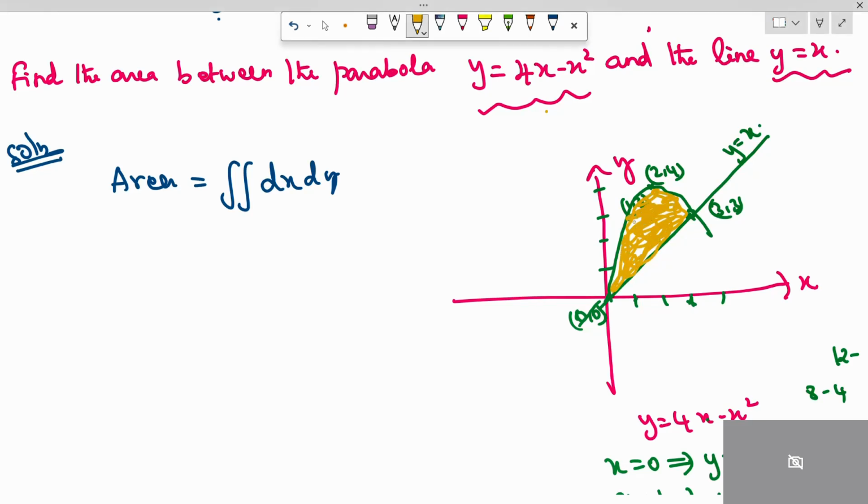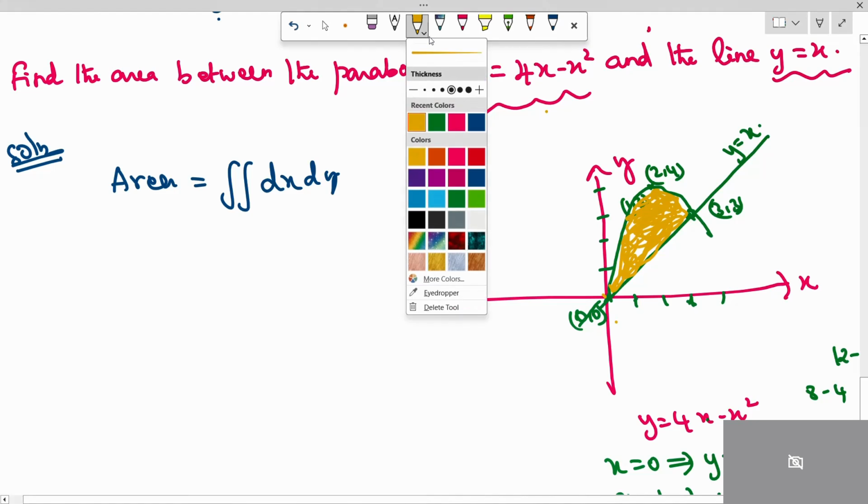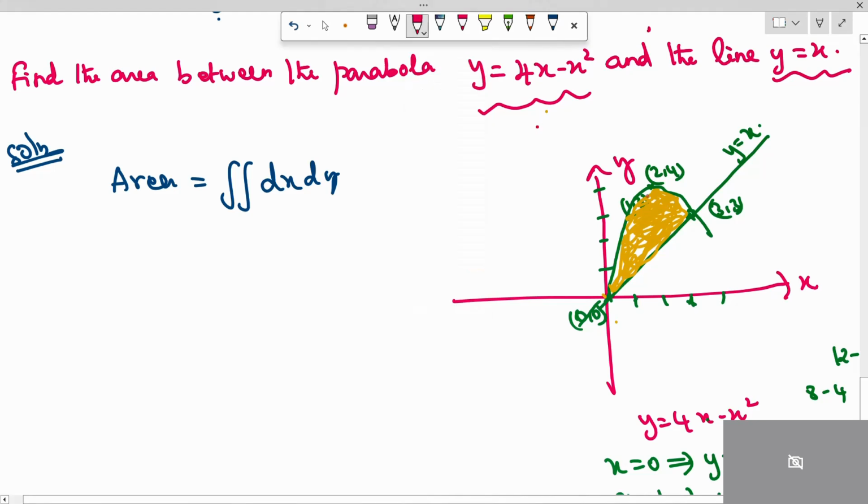Then after identifying the bounded area, we have to find the intersect points. Here already we calculated the intersect points. One end (0, 0), other end (3, 3). Already we got it. And then next step, you draw the strip. You can take the strip perpendicular to x axis, one end A, other end B. We can draw the strip perpendicular to y axis also for your convenience.